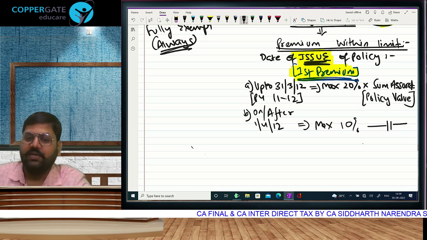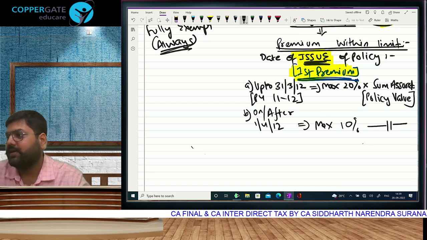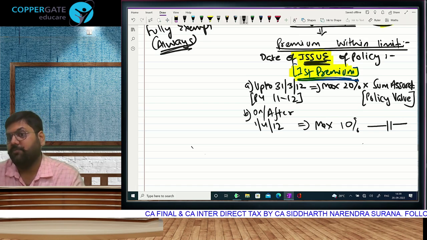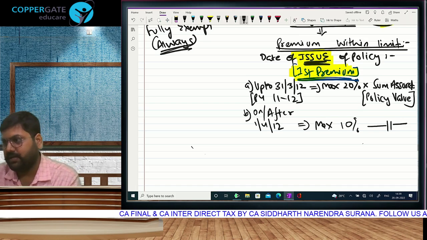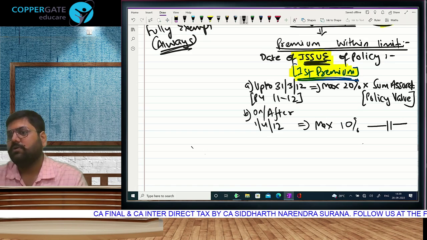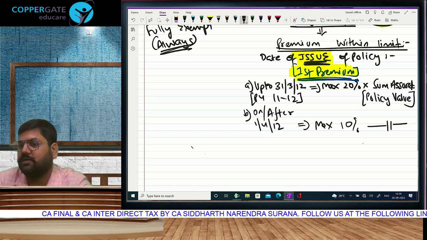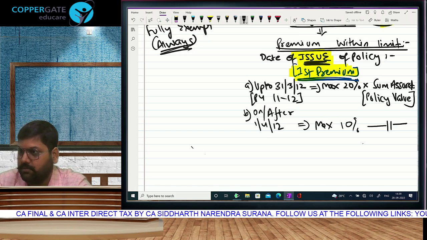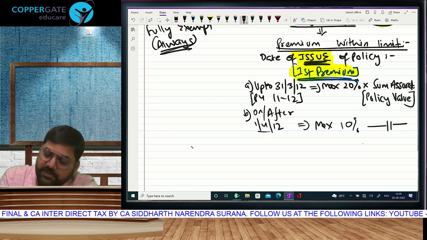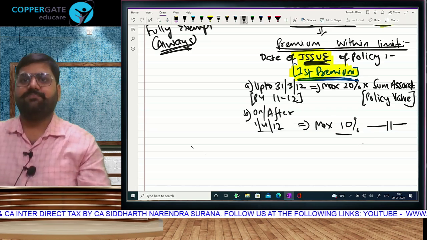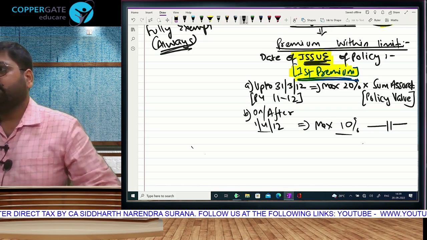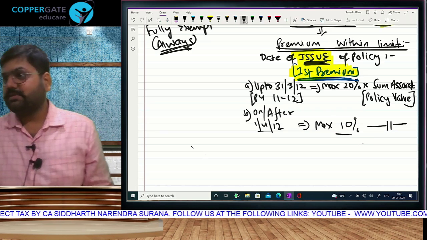So what was the initial limit for getting exemption of 10(10D) on maturity cases? 20%. But subsequently it reduced to 10%. This 20 or 10 you will apply on the guaranteed value, the sum assured, the policy value. But after this was reduced, do you understand, insurance companies started getting less income? Because people will pay less.